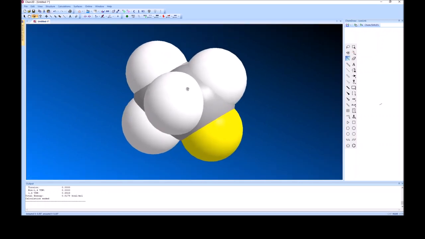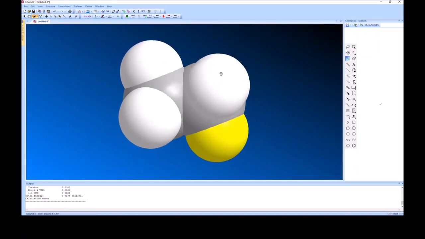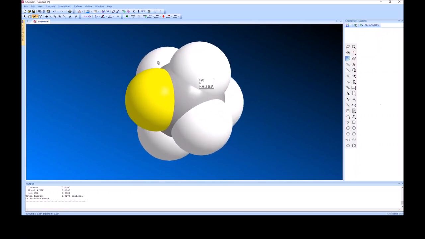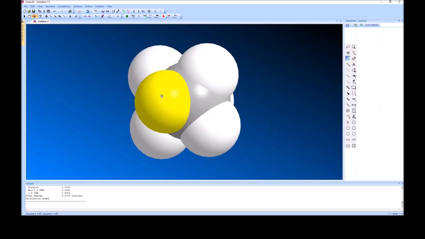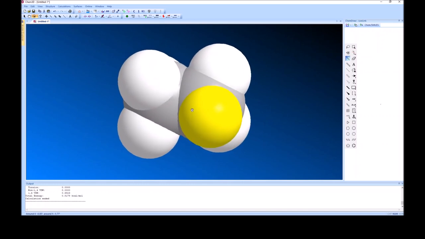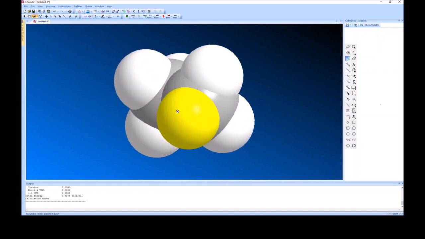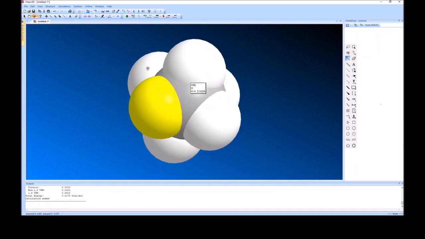So notice how in this lower energy state, the hydrogens are no longer eclipsed. They're no longer sitting right on top of each other, but instead they're staggered. So the staggered represents the lowest energy state, and that previous model where the hydrogens were directly over top of each other is referred to as eclipsed and the highest energy state.